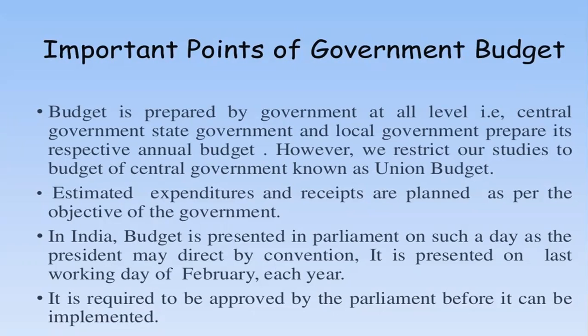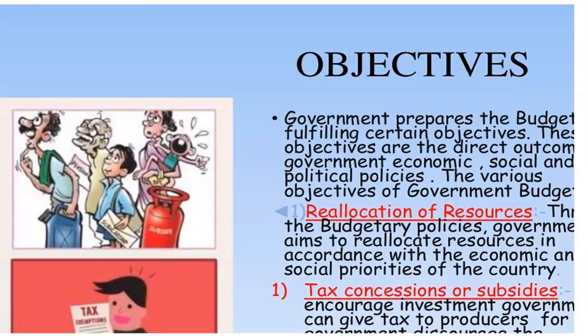Next, estimated expenditures and receipts are planned as per the objectives of the government, meaning whatever the objective of the government for receipt and for expenditure, they are just estimated for that. It is not real, but it is near the real. In India, the budget is presented in parliament on such a day as the president may direct, by convention on the last working day of February each year. It is presented by the finance minister. It is required to be approved by the parliament before it can be implemented. Those in the parliament, either in the opposition or in the government side, have to approve it. After that it will be started.